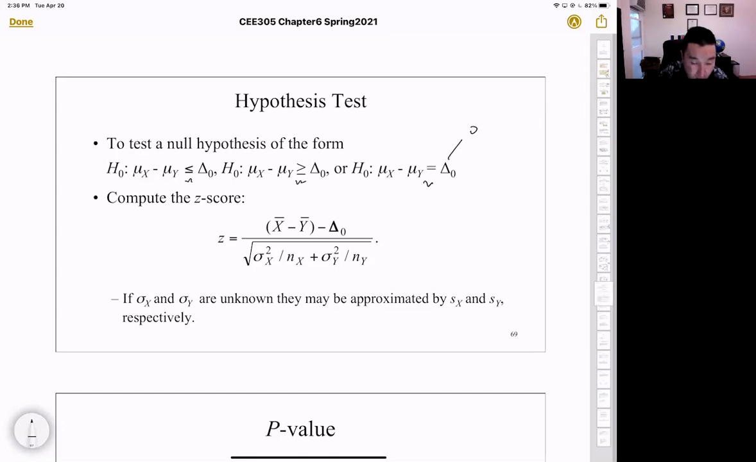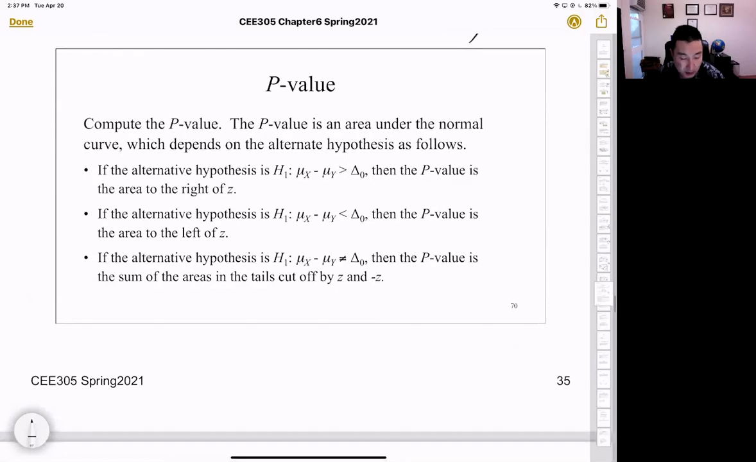Then we calculate the z-score. We use another equation for the z-score. In the case where sigma x and sigma y are unknown, we can use the sample standard deviations SX and SY instead, because the sample size is big. So calculate the z-score, then calculate the p-value, same as before.